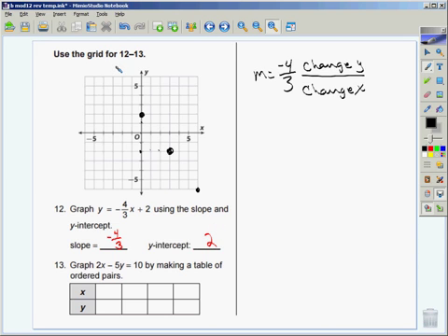Once I had 2 points plotted, I could connect my dots. Notice the slope of my line is definitely going in a negative direction, and the y-intercept is definitely a positive y-intercept, so I can see that in general it gives me a good idea what my graph should look like.